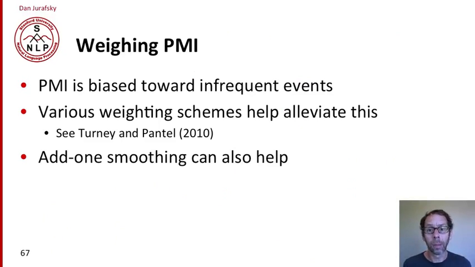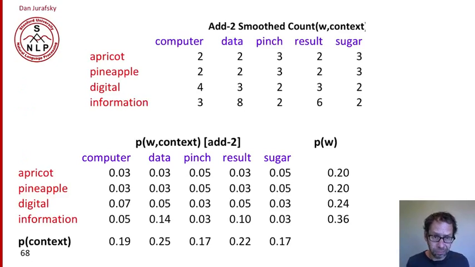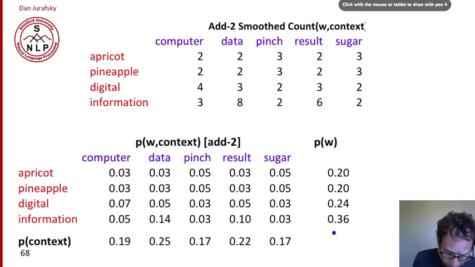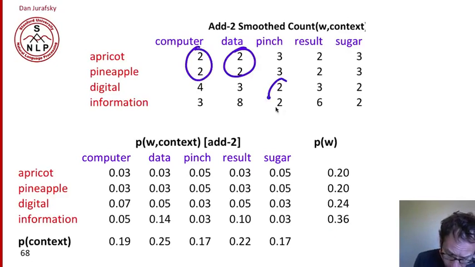Now the problem with PMI is that it's weighted toward infrequent events. There's a lovely survey paper by Turney and Pantel that walks through some of the ways that you can alleviate this. But it turns out that very simple methods like Laplace smoothing can actually help. Let's look at how this works with add-2 smoothing. So here I've just added 2 to all the counts. So we just have simple add-2 smoothing.